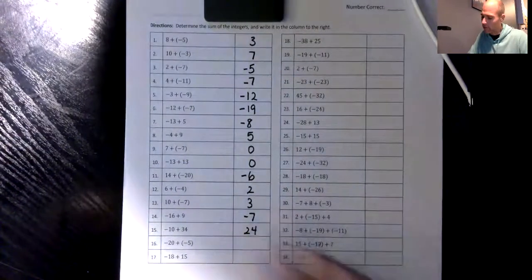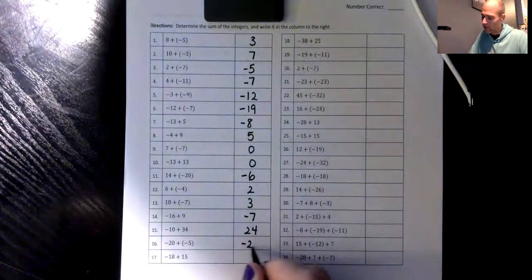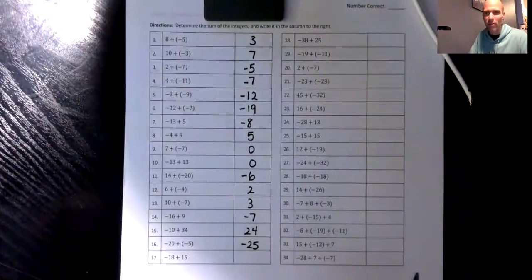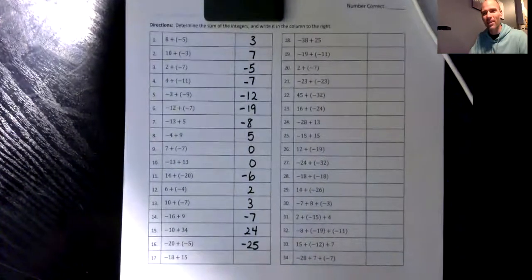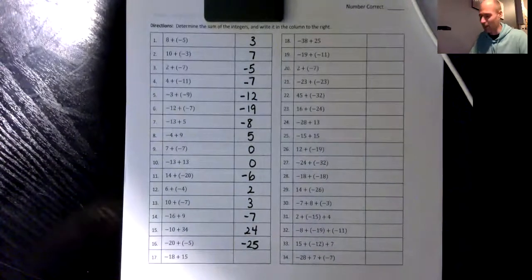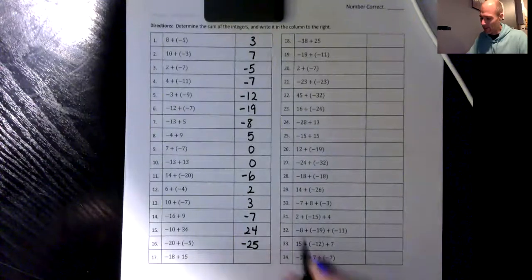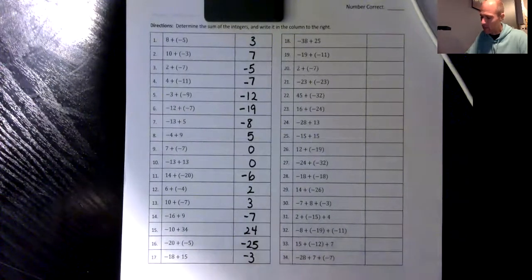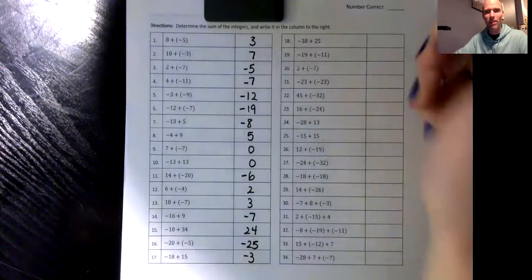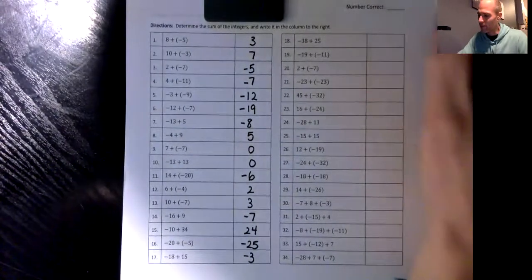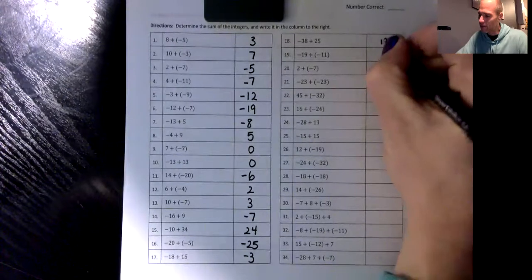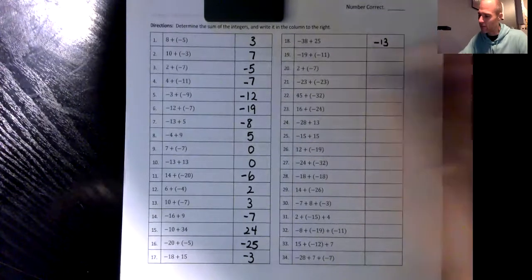Positive 24. Negative 25. I'm doing this for the first time in a while, and I'm not checking this stuff that closely as I go. So if you catch a wrong answer as I go, point it out to your classmates so everybody can have the right answer. This one looks like it's going to be negative 3. And I'll move up to the top over here to number 18. Let's see here, 38 minus 25 is 13. It's going to be negative 13.